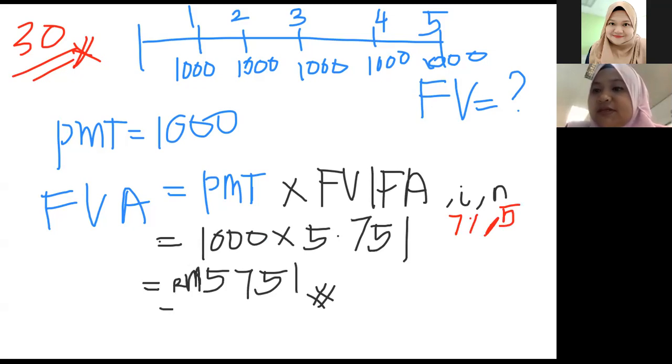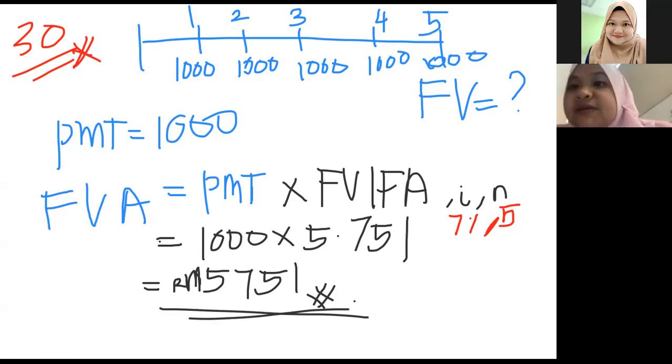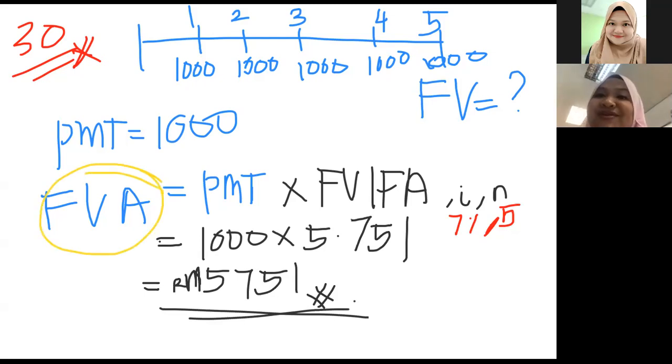Okay, so this is the answer, 5,751. That is a little bit different, but not much different. So both answers can be used. Okay, boleh? So settle. So this is annuity due. Alright, sorry, this is ordinary annuity.